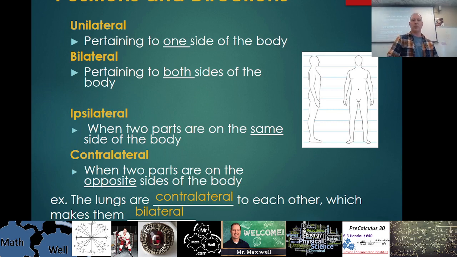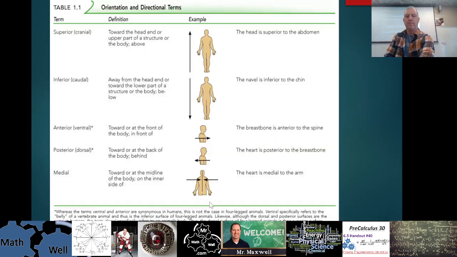Ipsilateral, so when two parts are on the same side of the body. Now, if you didn't know that, that's fine, I don't have a diagram here. The ascending colon and the appendix are on the same side of the body. So the ascending colon and the appendix would be on the same side. So that word is ipsilateral.